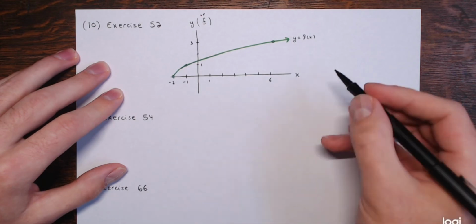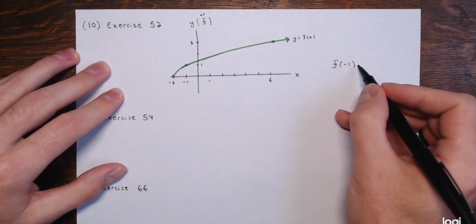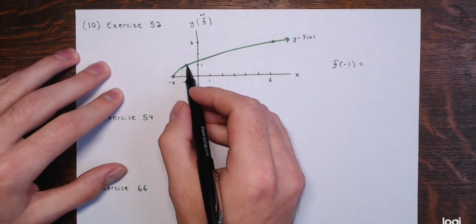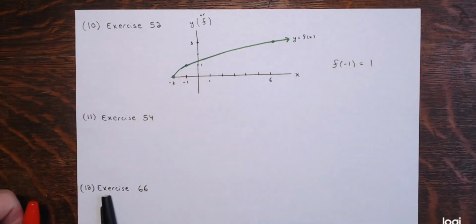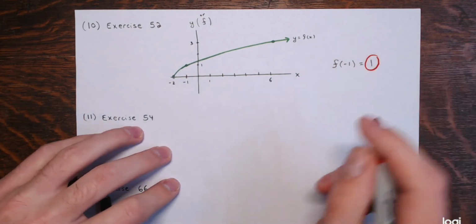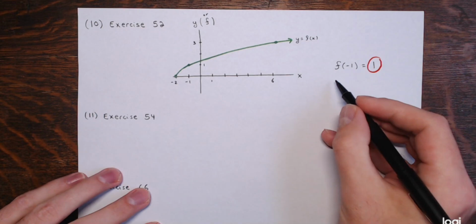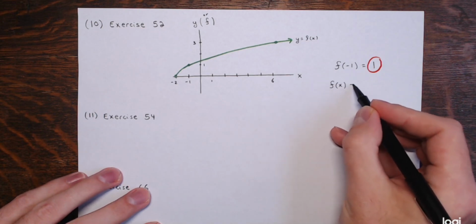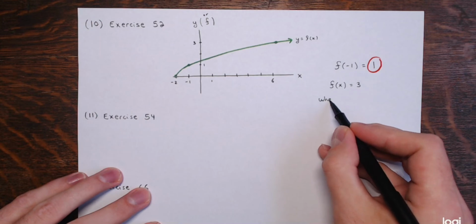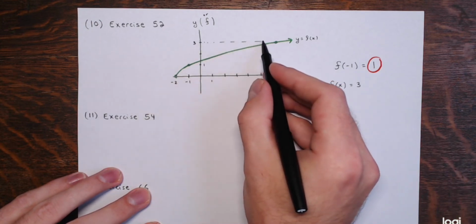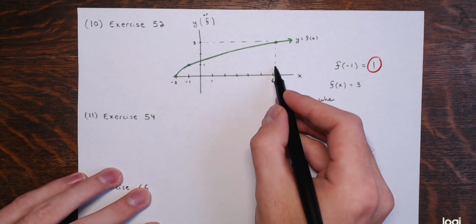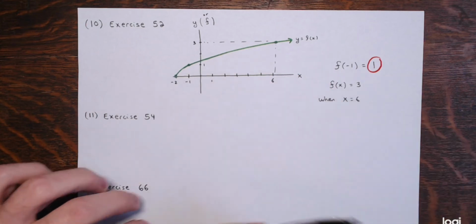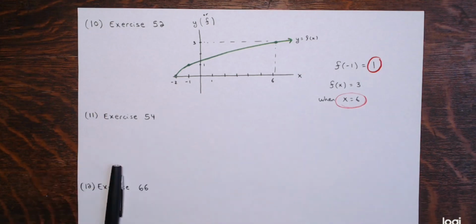So f of negative 1: you go to x coordinate negative 1, the output is positive 1. That was part A. f of negative 1 is positive 1. And then f of x, when's that equal to 3? That happens when, looks like, y equals 3, the output is 3 when x equals 6. So the solution there was x equals 6 for part B. That was all for exercise 52.